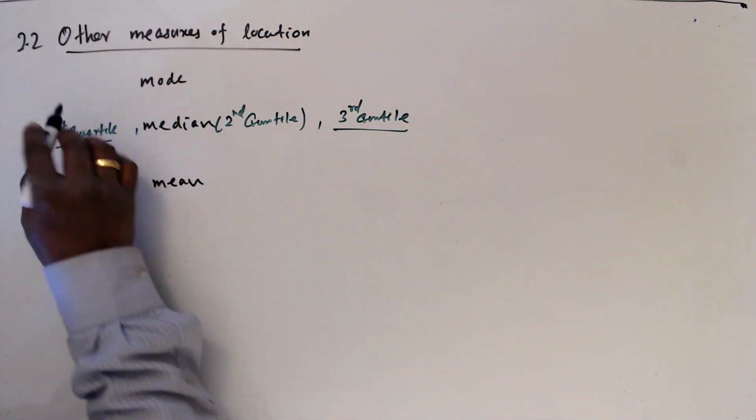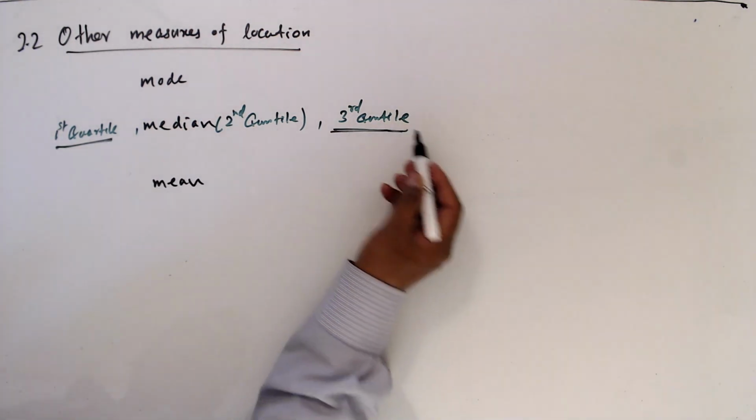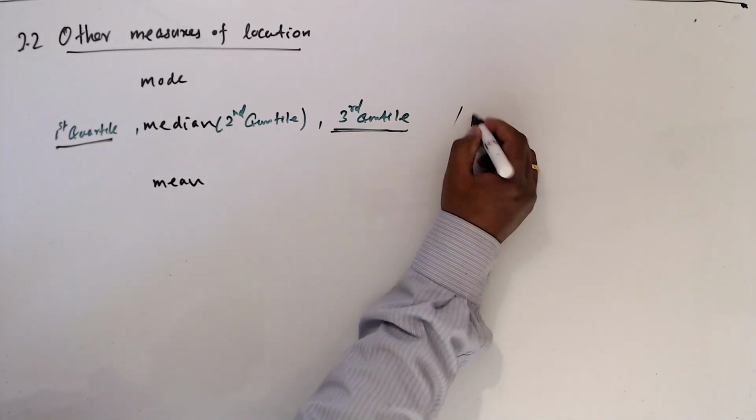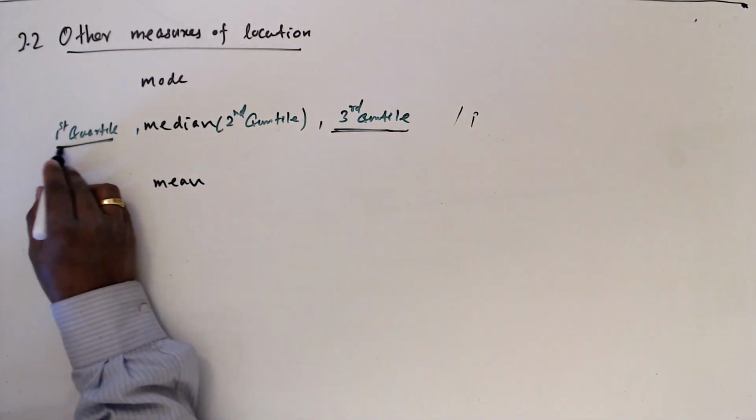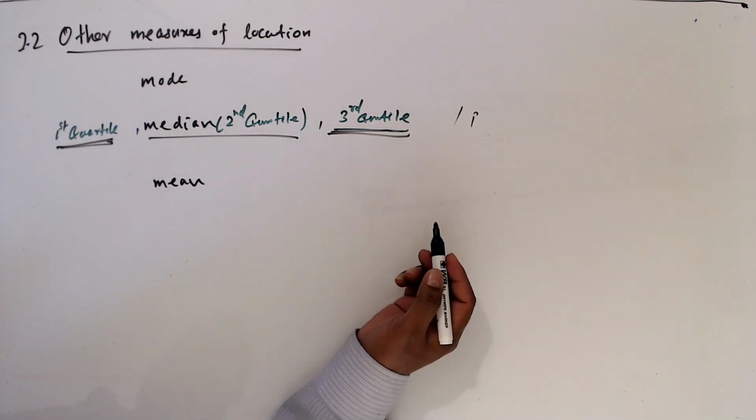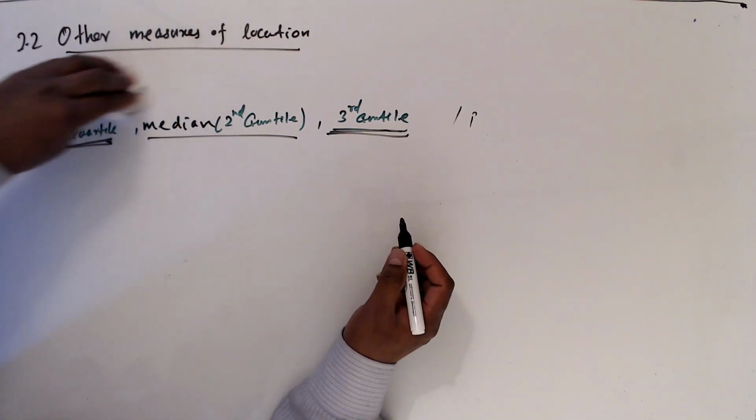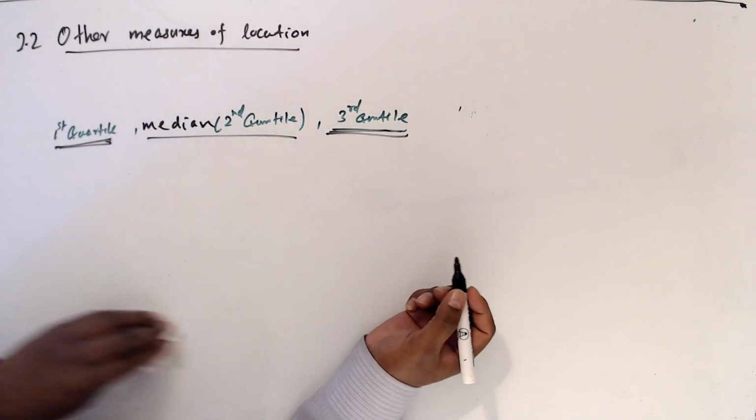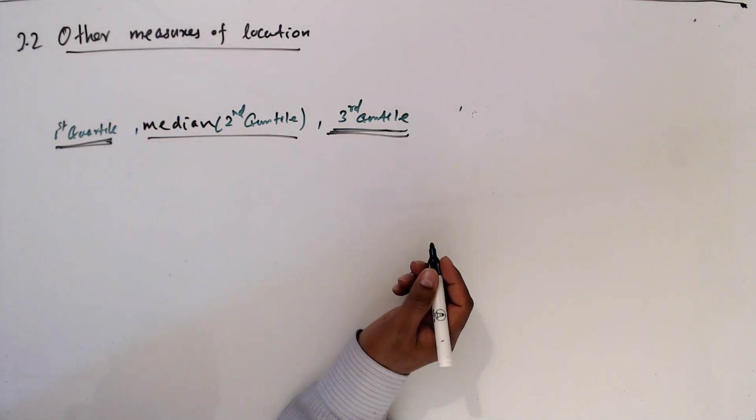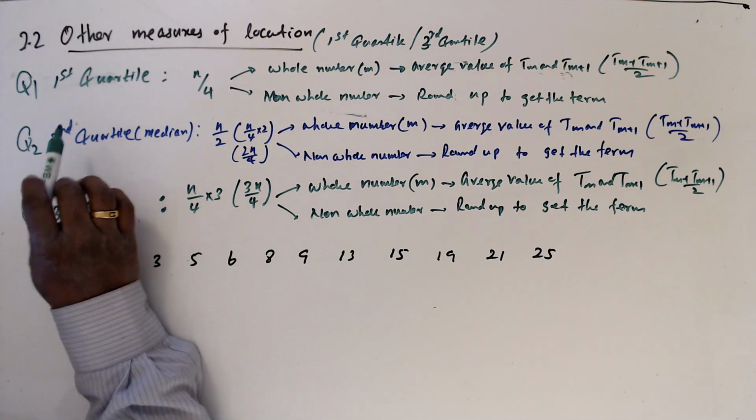So here, especially, the other measures of location mean the first quartile and third quartile, and later we will talk about percentiles. So initially, the first quartile and third quartile. The second quartile we already know is the median. So first quartile: assume we have a data set. I wrote the formula for finding the first quartile.